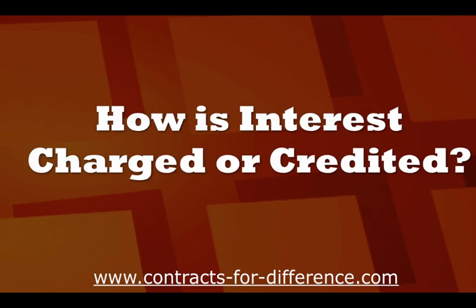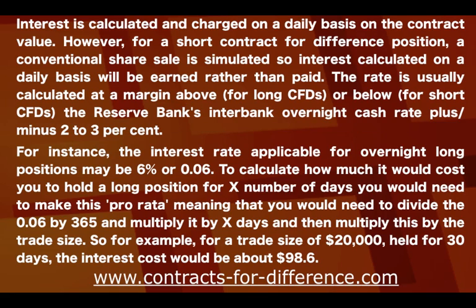How is interest charged or credited? Interest is calculated and charged on a daily basis on the contract value. However, for a short contract for difference position, a conventional share sale is simulated, so interest calculated on a daily basis will be earned rather than paid. The rate is usually calculated at a margin rate above for long CFDs or below for short CFDs the Reserve Bank's interbank overnight cash rate, plus or minus 2 to 3%.